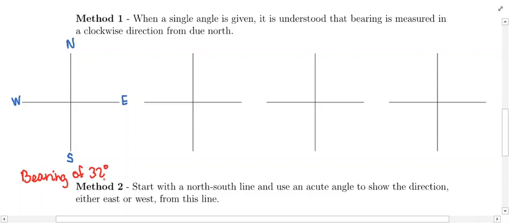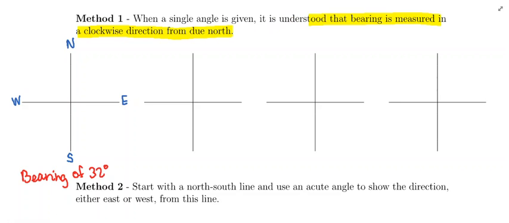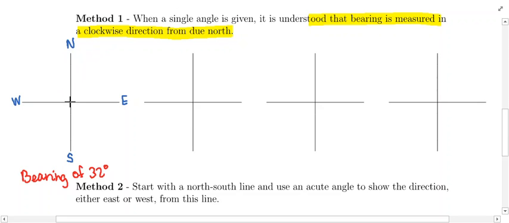In the other method, which we'll see in a second, the bearing is expressed not only with an angle, but it comes with directions like north, south, east, west. But here it's like, the bearing is 32 degrees. And what's key to understand is that the bearing is measured in a clockwise direction from due north. So we would draw out the bearing here. I am going to draw it in red so you can see it. I am going to take a line here, and I'm going to start from due north.